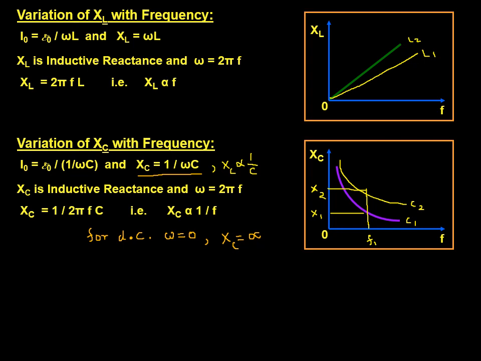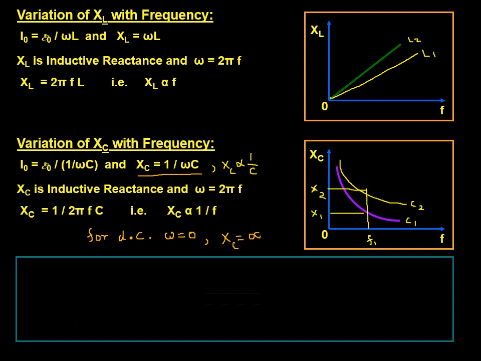There is another thing in DC circuits: omega is equal to 0. So if omega is equal to 0, XC is equal to infinity. So for DC, the capacitor offers infinite reactance and DC cannot pass through a capacitor.